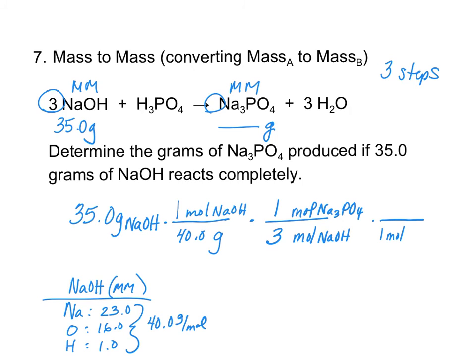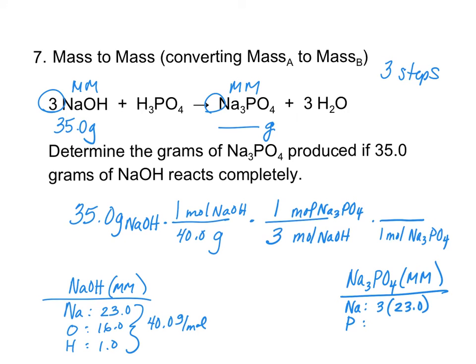So how much does 1 mole of sodium phosphate weigh? Well, we have to add up the molar mass of sodium phosphate. Sodium is 23. We have 3 of them, so 3 times 23. Phosphorus is 31. And then oxygen is 16, and we have 4 of them. Okay, so if we add up that total, we get 164 grams in a mole. That is the number that will go right up on top here.